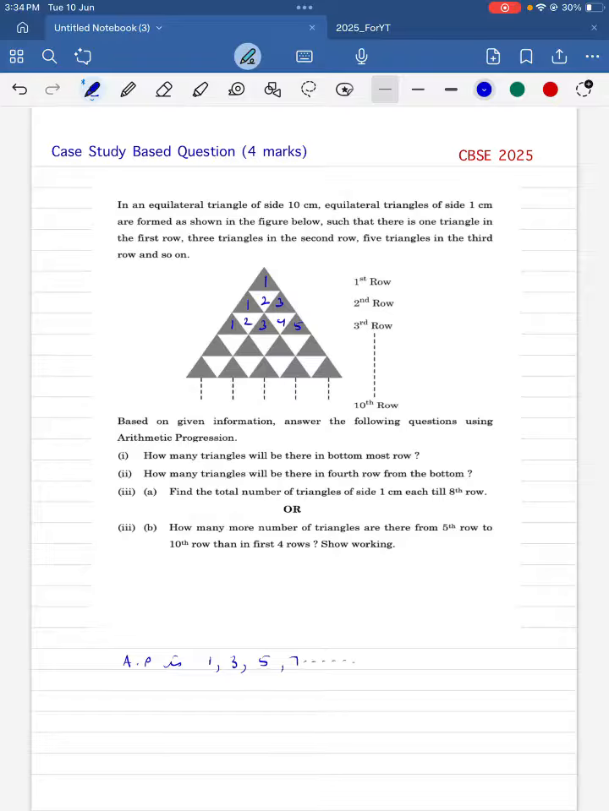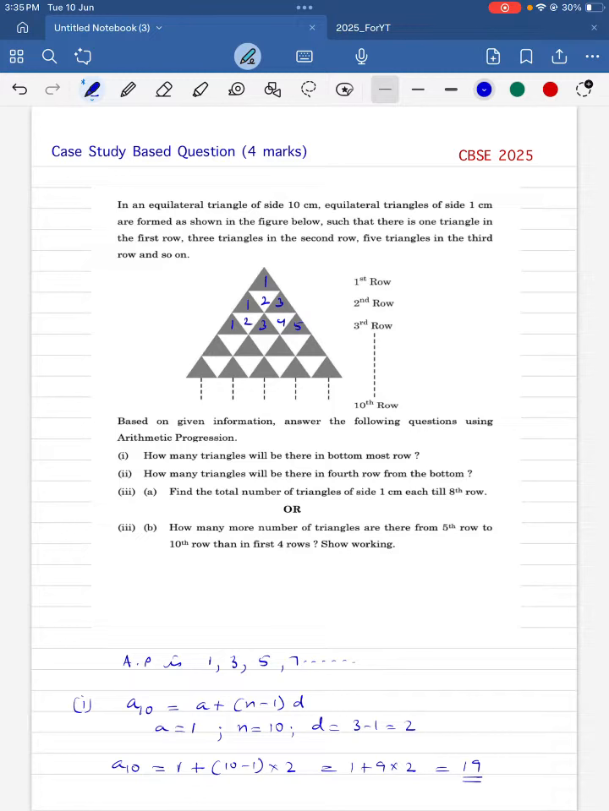Okay, now in the first part of the question, they've asked you to find out how many triangles will be there in the bottommost row. And there are 10 rows in all. So we need to find the value of A10, which is A plus n minus 1 into D. In this case, the value of A is 1, n is 10, and the value of D is 3 minus 1, which is 2. Okay, so A10 is going to be 1 plus 10 minus 1 into 2, which is 1 plus 9 into 2, which is 18 plus 1. That is, there will be 19 triangles in the first row. No, not the first row, sorry, in the bottommost row.